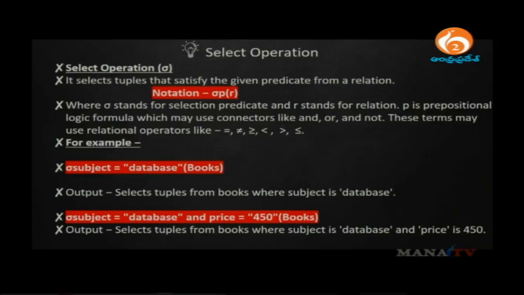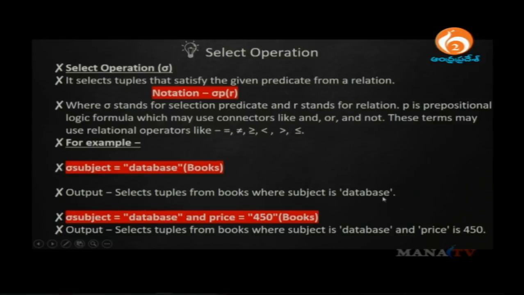Now let me see the screen again. Here you have a subject, and you're trying to get it. It's a column name, from which you're trying to get the books. You have a column called books, and from this you're trying to get the books whose subject is databases. The output of this query will be the tuples from books where the subject is databases.